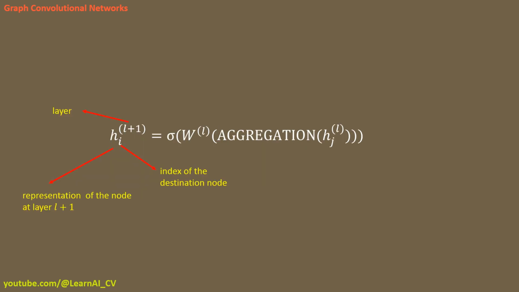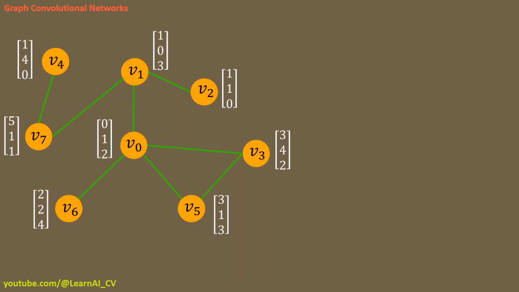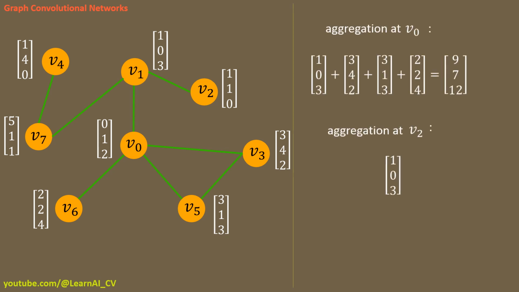In the previous video, you saw that GCN models consist of 3 main functions: the aggregation function, the linear function, and the nonlinear function. The aggregation function aggregates the information from the neighbors of each node. In a simple GCN, the aggregation function is a sum function that sums up the neighbor features. This formula can be represented by the adjacency matrix. Consider node V0 and V2 in the figure.